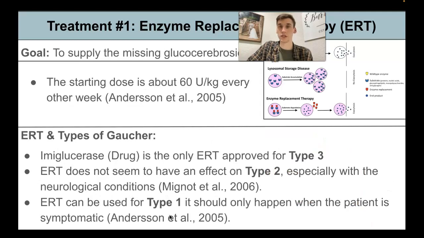So our first type of treatment is the enzyme replacement therapy, or ERT. The goal of this is obviously, like it says in the title, to replace the missing enzyme, the GCase, back into cells so we can get rid of that buildup of our substrate. Usually we start with around 60 units per kilogram every other week for adults and children. Down here, it's approved for type 3. Type 2 has no effect. And then type 1 is most common, but generally we don't want to start it until the patient is symptomatic.